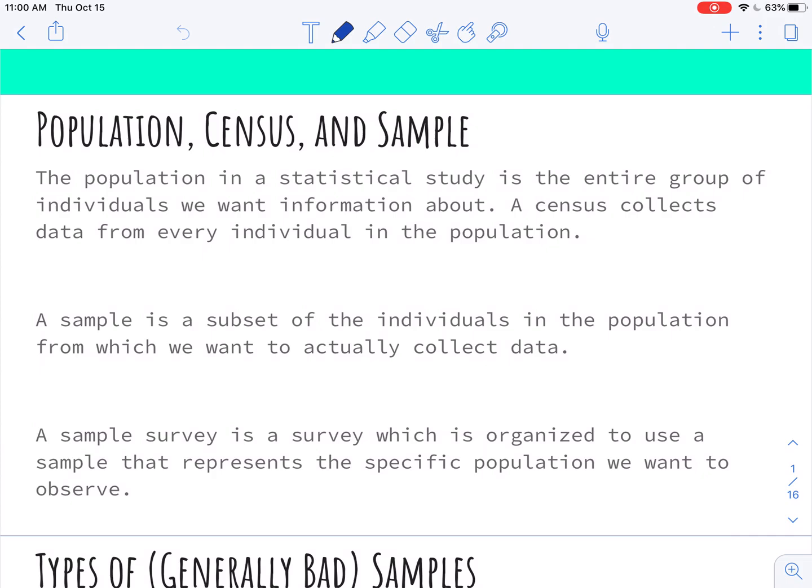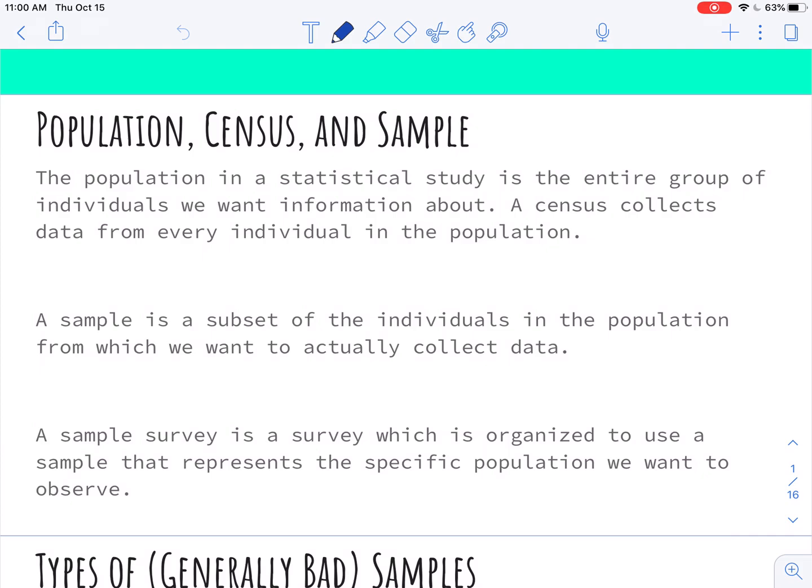A sample survey is a survey which is organized to use a sample that represents the specific population we want to observe. So again, if we're talking about the U.S. population, we're going to try to create a sample that represents the U.S. population in some way, shape, or form, and then ask them questions. So when we think about polling data, which we're hearing about all the time right now with the election coming up, polling data is done with sample surveys. They're trying their best to get samples that represent populations and then go from there.